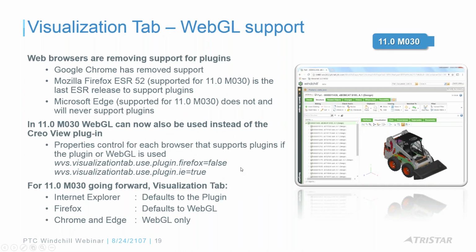Another important thing to note is that in Windchill 11 M30, PTC has replaced the visualization bar within the product structure page with WebGL. So WebGL can now be used without the Creo View plugin. You can still bring back the Creo View plugin if you wish.